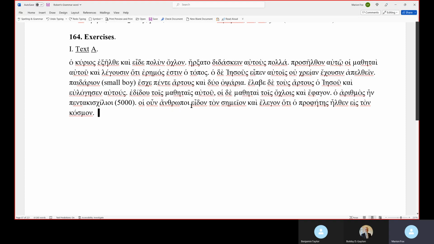And they saw the sign. And this elegon, it's lego. And again, the on ending could be first person singular, third person plural. But again, we see a plural subject over here, so that makes it third person. I think that's how you translate it. If my memory's right, there's that hoti again. We'll come back to it.